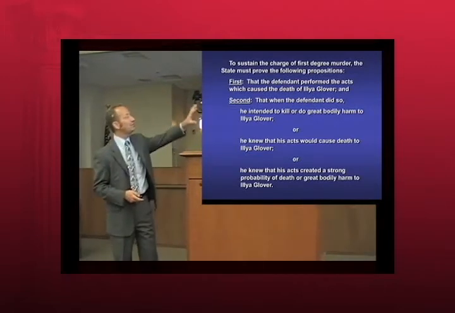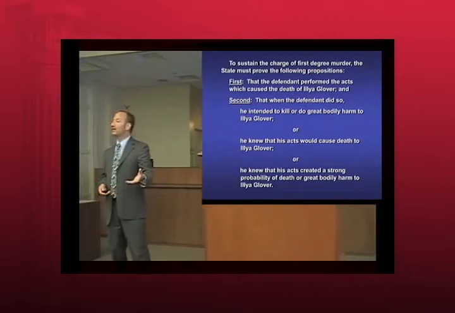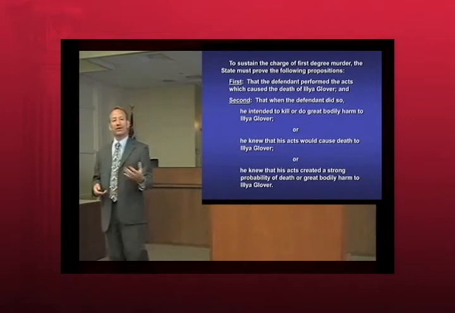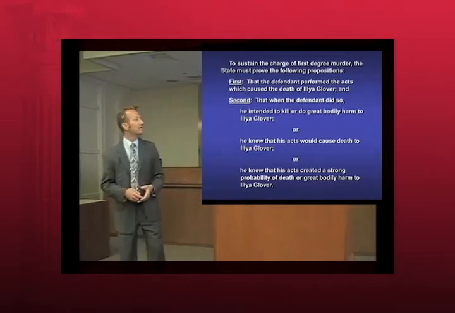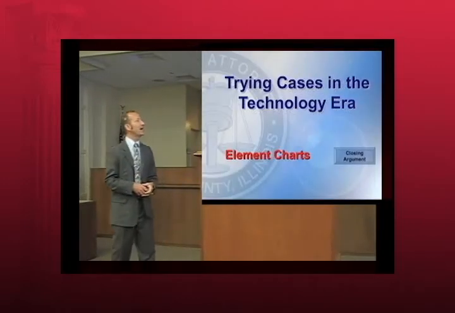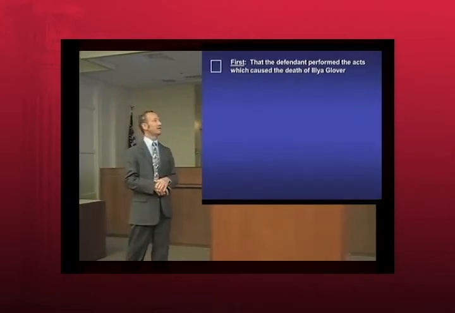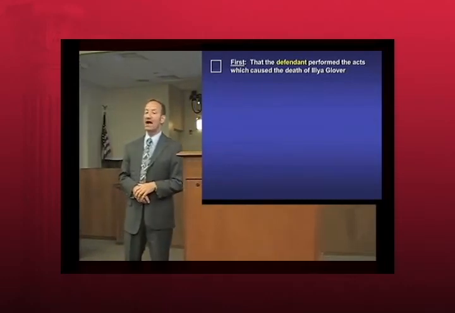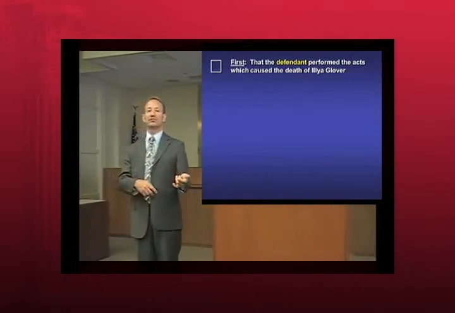And what you do, once you've gotten your instruction up on the screen, you break your elements down. And again, this applies to civil cases just like it does to criminal. Whatever cause of action it is, there are elements that need to be established if you are the plaintiff or the prosecution. So you break them down one at a time. Here is the first element of first-degree murder, that the defendant performed the acts which caused the death of Delia Glover. And now you go about telling the jury how your evidence shows this first proposition.